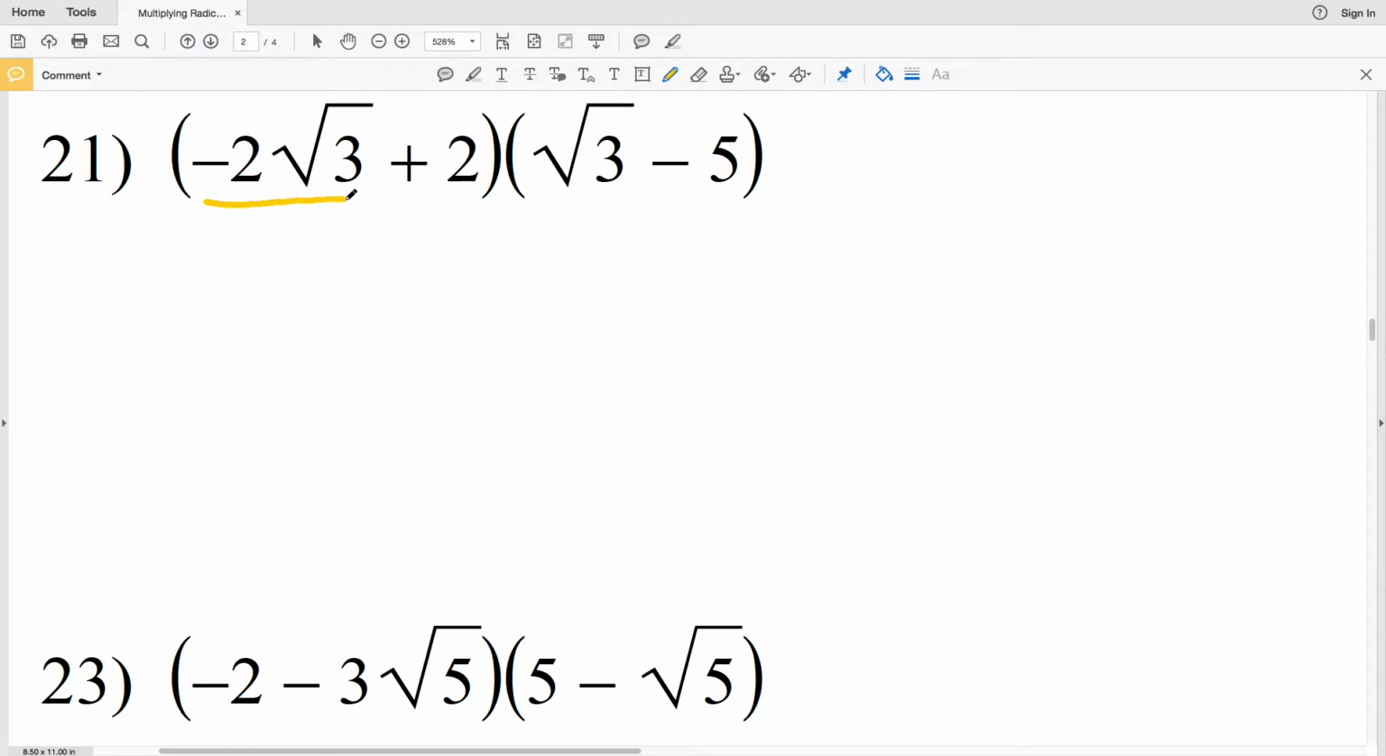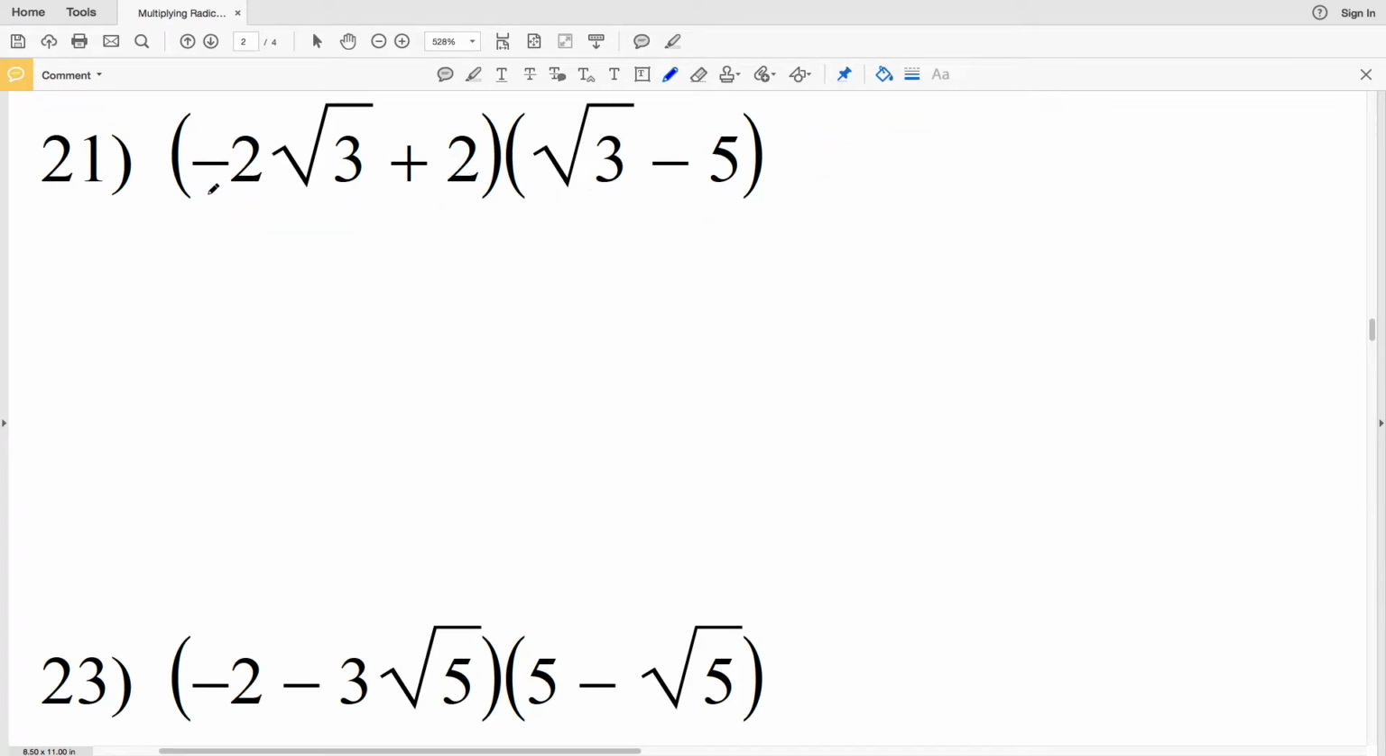So we're going to multiply the first terms together, so F, the first terms together. Then we're going to multiply the outside terms together. Then we're going to multiply the inside terms together. And then lastly, we'll multiply the last terms together. So let's get started in number 21.